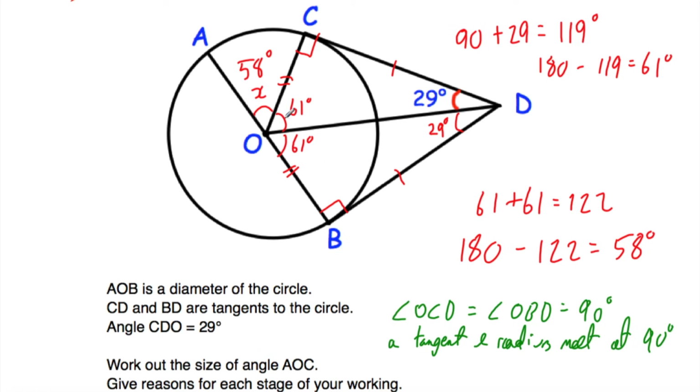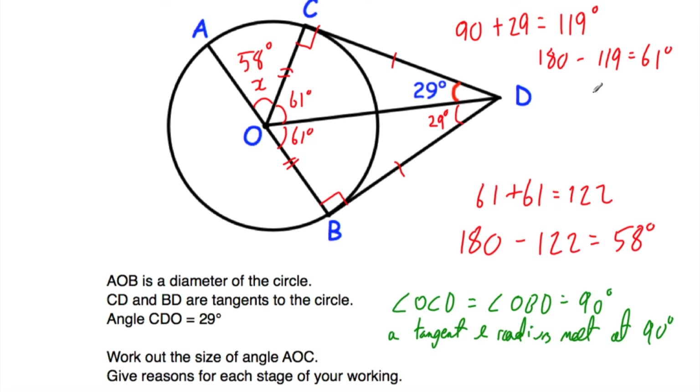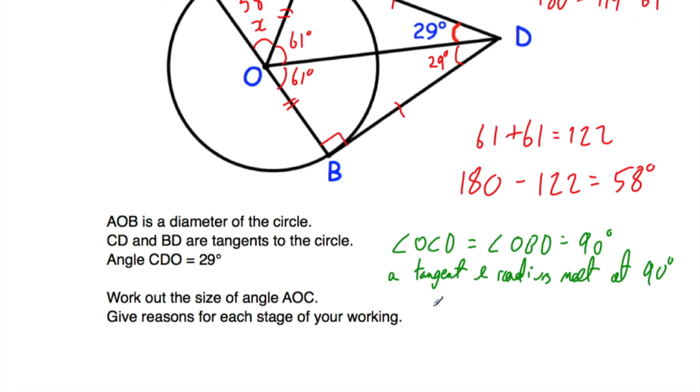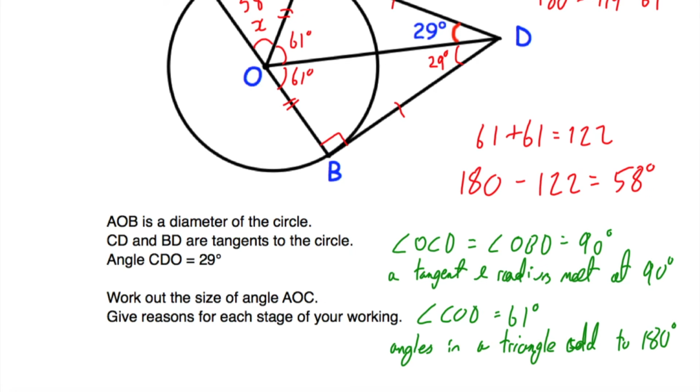The next step, we worked out the size of angle COD, which was 61 degrees. So let's write that down, because the angles in a triangle add up to 180 degrees. Angle COD equals 61 degrees. So we've done that part.